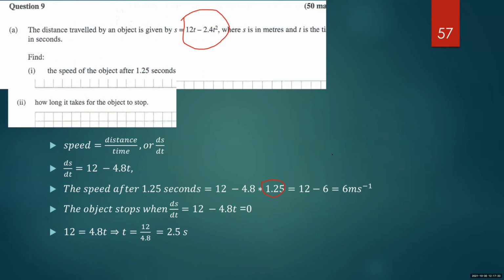And the object stops when ds/dt is equal to 0. So that's when 12 minus 4.8t is equal to 0. So when you solve for that, you get 12 is equal to 4.8t, so t is equal to 12 over 4.8, and that's 2.5 seconds. And so that's that question done.